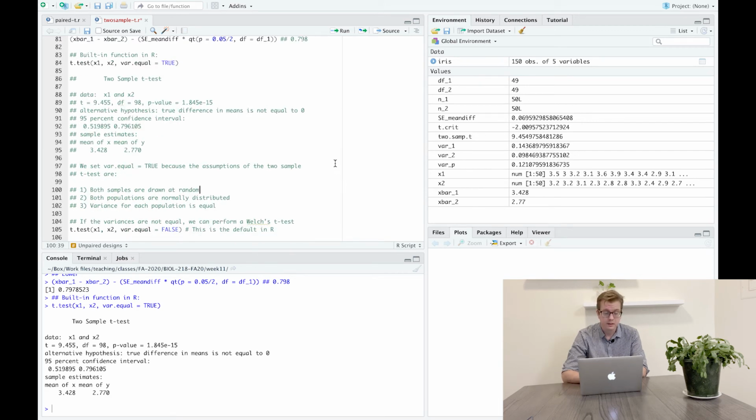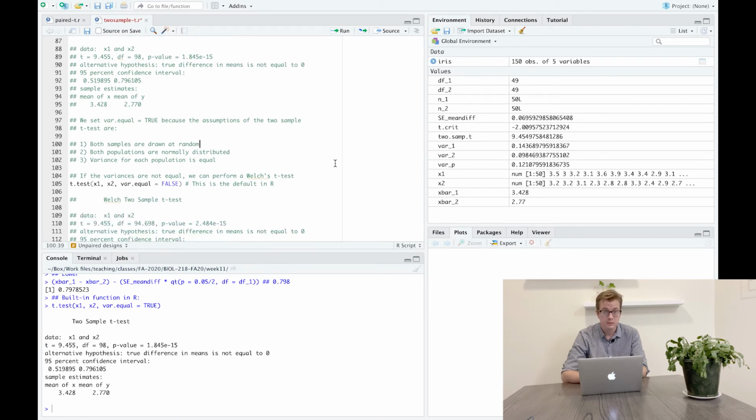We set var.equal equals TRUE because the assumptions of the two-sample t-test are, 1, that both samples are drawn at random, 2, both populations are normally distributed, and 3, variance for each population is equal. And so we actually assume that variance is equal. However, in many cases, the variances may not be equal in your samples. And if that's true, you just need to run an alternative t-test called the Welch's t-test.